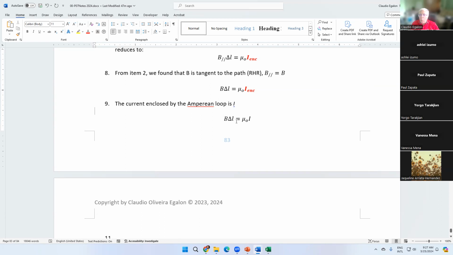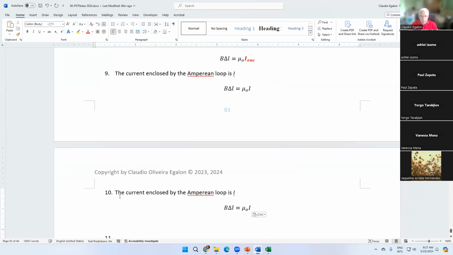Okay, and now we go ahead and calculate, write down the length of delta L, which is, by the way, going to be 2 pi r, right? The length of the circumference. We are almost over. Two pi r.